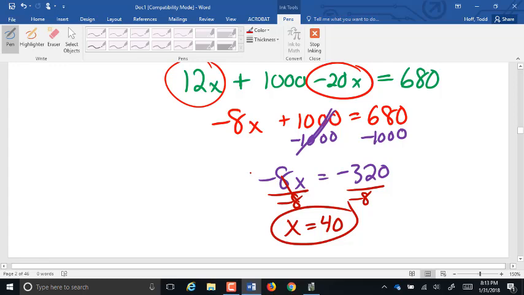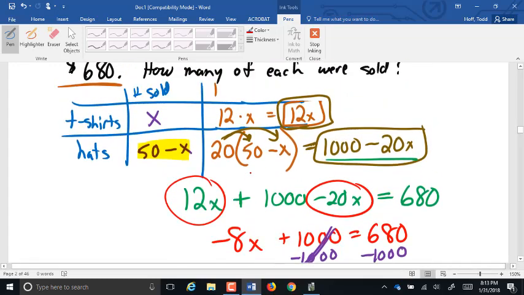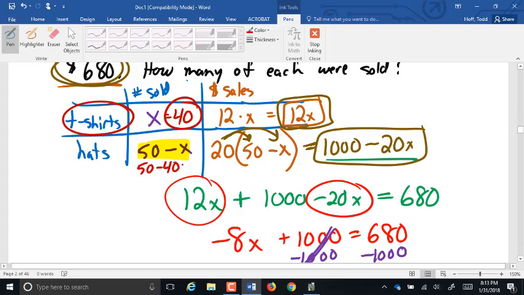Now we still have to make sure we go back and answer our question. Now that we have that X equals 40, we go back up here. X was the number of t-shirts. There's 40 t-shirts. Hats is 50 minus X. So 50 minus 40 is 10 hats. What do you think? It'll take a while to get used to these.